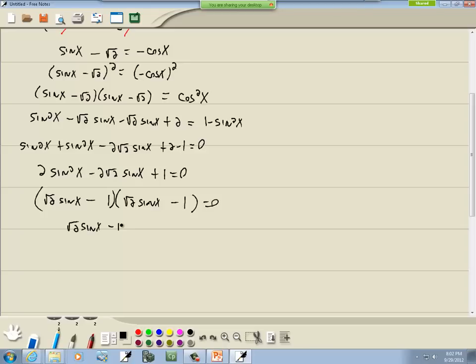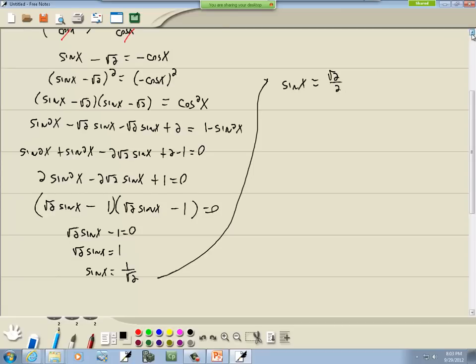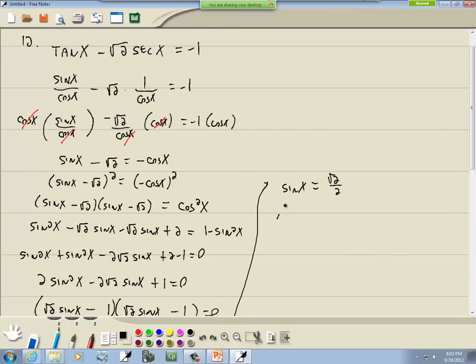Well, then I'll set that equal to 0. Since the factors are the same, I only need to set one equal to 0. And we get square root of 2 sine x equals 1. Divide both sides by square root of 2, and we get 1 over square root of 2. So we get sine x, multiply top and bottom by square root of 2, and you get square root of 2 over 2. Sine is our y, so that's going to be pi over 4 and 3 pi over 4 if I look at my unit circle.